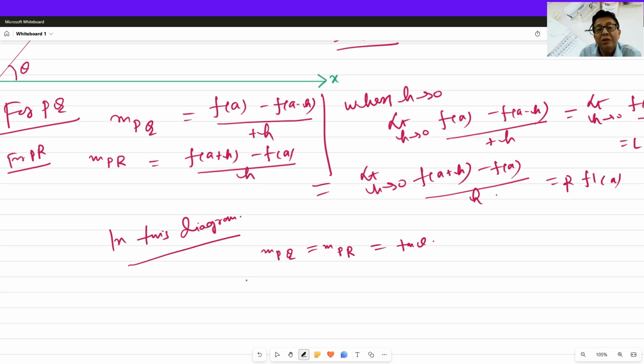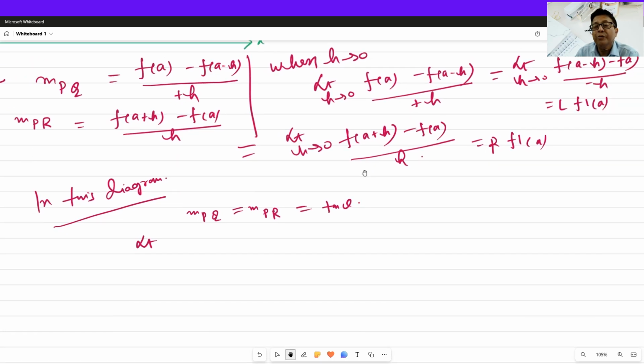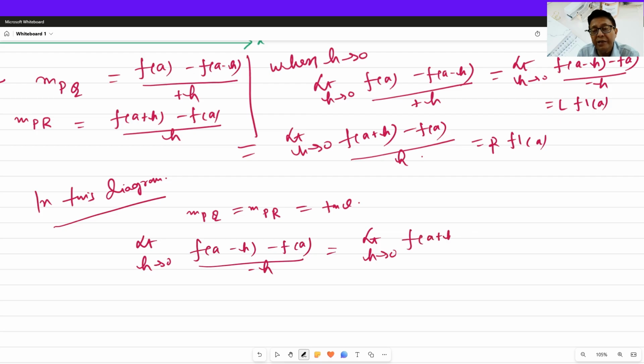So MPQ is what? The limit of PQ. PQ is this part. That limit of f of a minus h minus f of a by minus h, this is equal to f of a plus h minus f of a by h. Okay? That is equal to dy by dx at x equal to a.